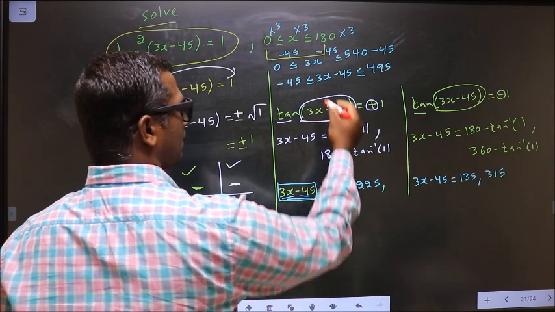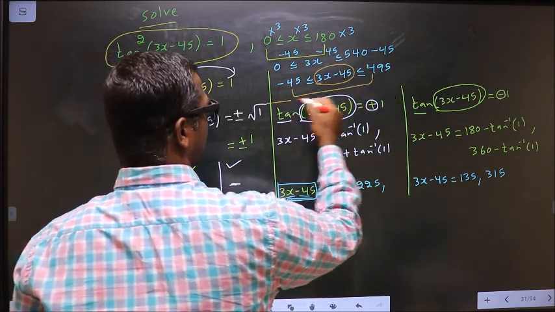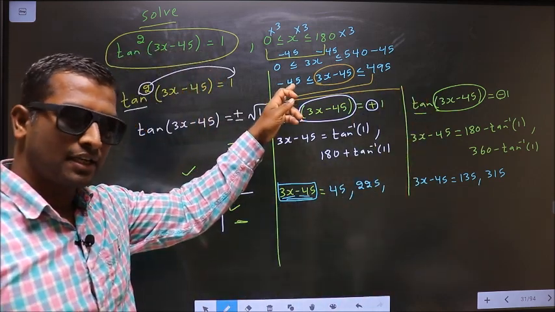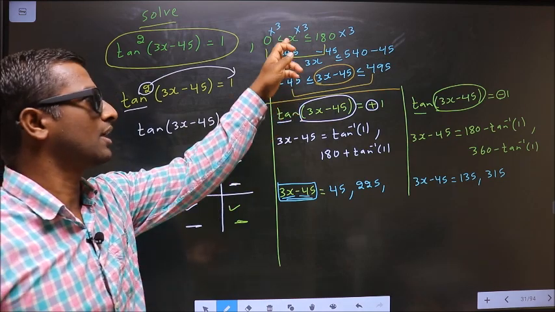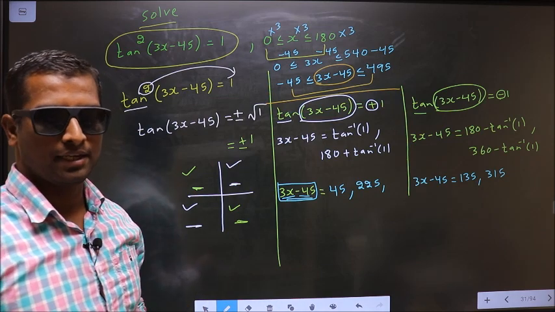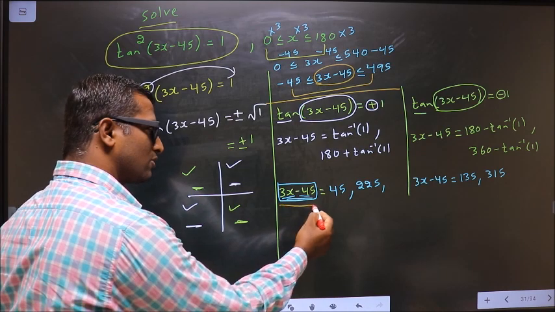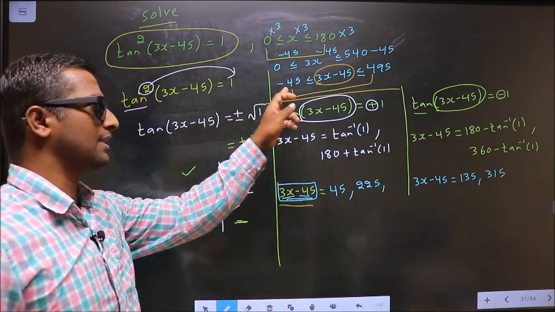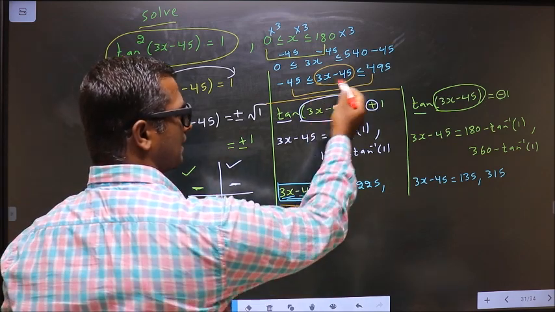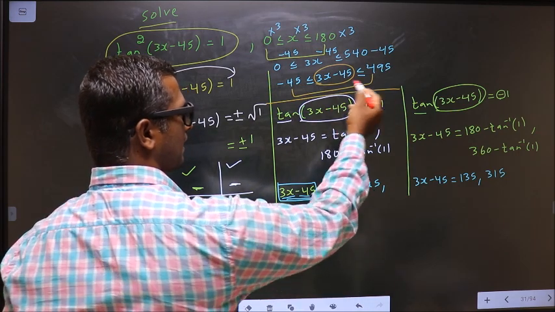Now, the values of this should lie in this interval. When this happens, then automatically the values for x will lie in this interval. Am I clear? Now we should write all the values for 3x minus 45 in this interval. Now, is 45 present in this interval? Yes, so accepted.